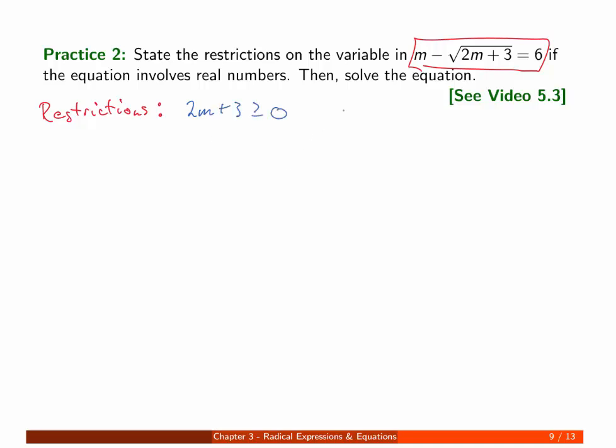So in this case, 2m is greater than or equal to -3. So m is greater than or equal to -3 over 2. Okay, that is what I have to satisfy.